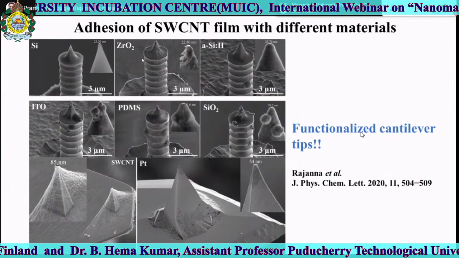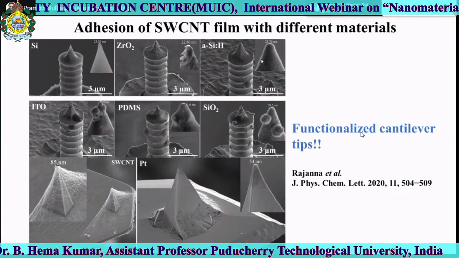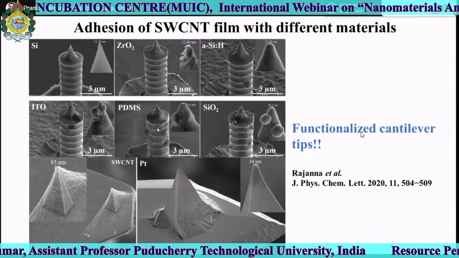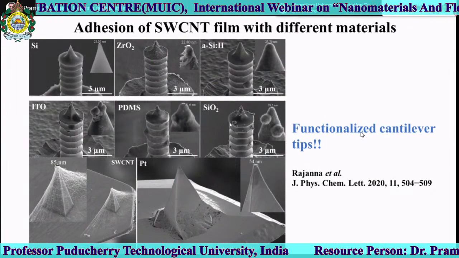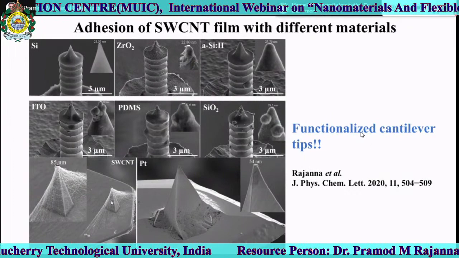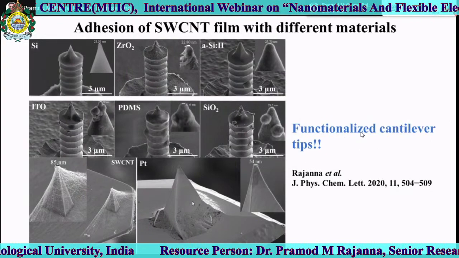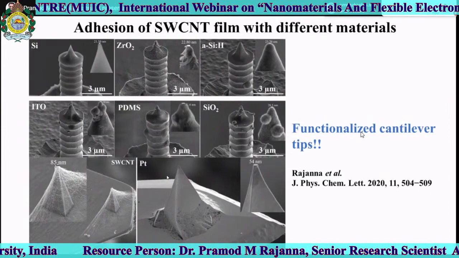So I used silicon, and I deposited zirconium oxide on the cantilever, and amorphous silicon, ITO, PDMS, which is polydimethylsiloxane, which is flexible, a non-conductive polymer, silicon dioxide, which is basically glass, and then the carbon nanotubes. Carbon nanotube adhesion was also checked, and then the platinum. So you have a variety of families of materials, from semiconductors to conductors to insulators, and the carbon nanotubes.